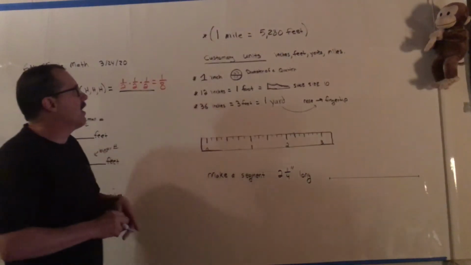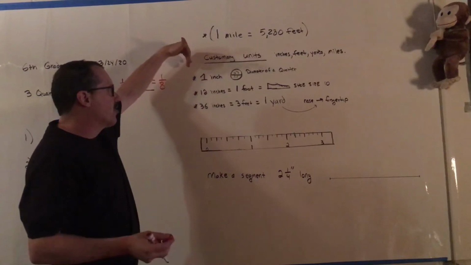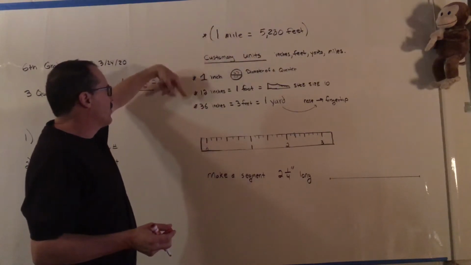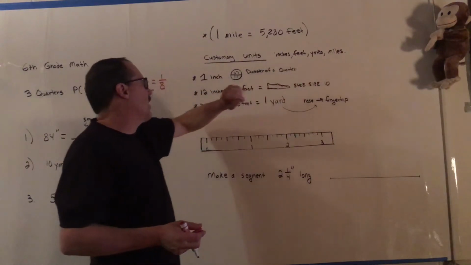Okay, let's go over to this side. This is the new stuff for today. 1 mile equals 5,280 feet. That's in your book. Those are just things you should know. That's why the stars are on here. Customary units are inches, feet, yards, and miles. That's what we're going to look at today.